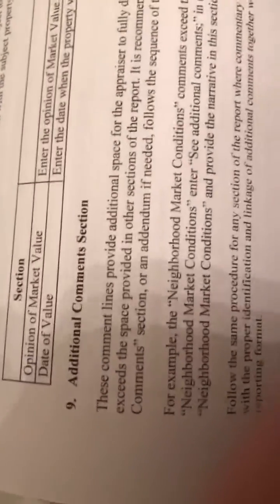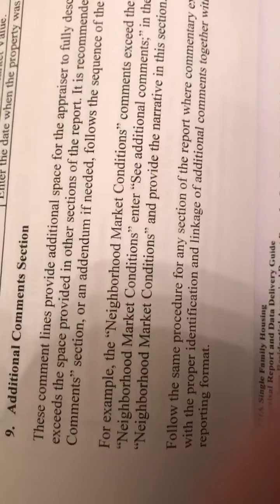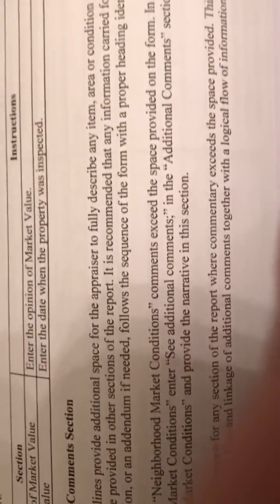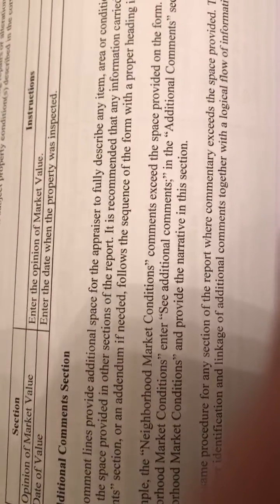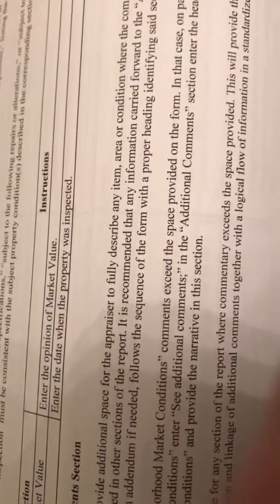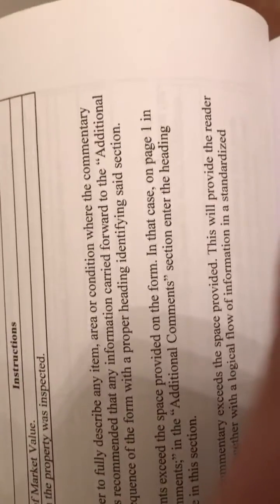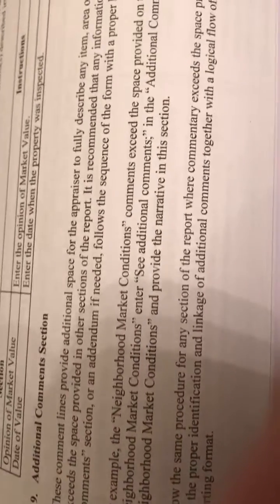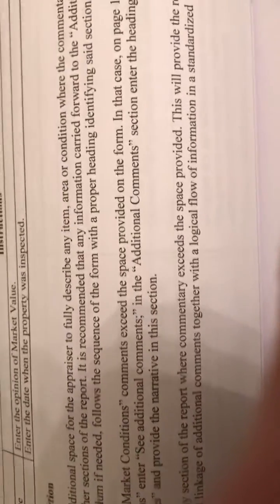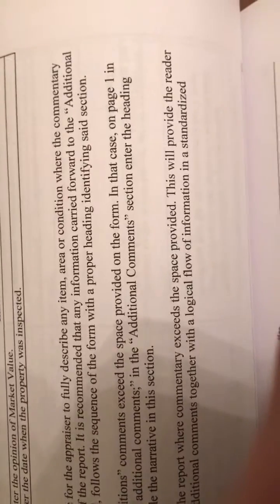9. Additional comment section. These comment lines provide additional space for the appraiser to fully describe any item, area, or condition where the commentary exceeds the space provided in other sections of the report. It is recommended that any information carried forward to the additional comment section or an addendum, if needed, follows the sequence of the form with a proper heading identifying said section.